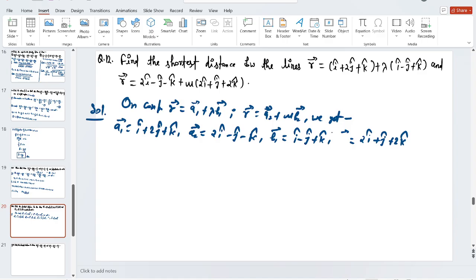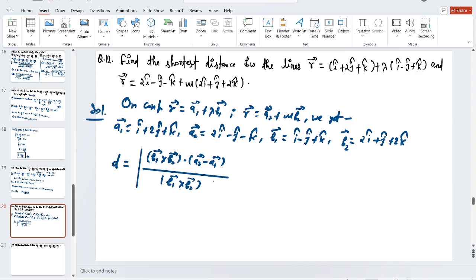So what is the shortest distance between these lines? Because these lines are skew lines, let d be the shortest distance between them. This is the modulus of vector v1 cross vector v2 dot vector a2 minus vector a1, divided by the modulus of v1 cross v2. So using this formula, taking the modulus.